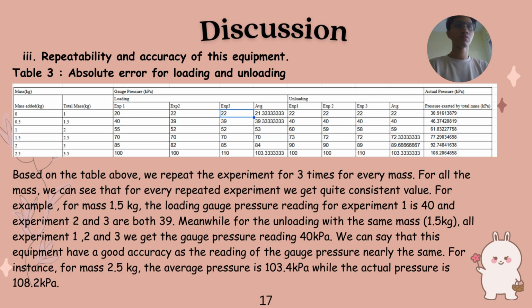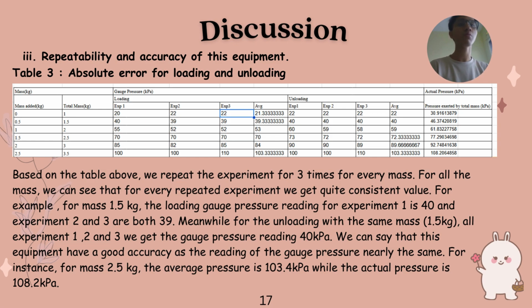For repeatability and accuracy of this experiment, we are referring to the three absolute errors for loading and unloading. Based on the table above, we repeated the experiment three times for every mass. And for all the masses, we can see that for every repeated experiment, we get quite consistent values.